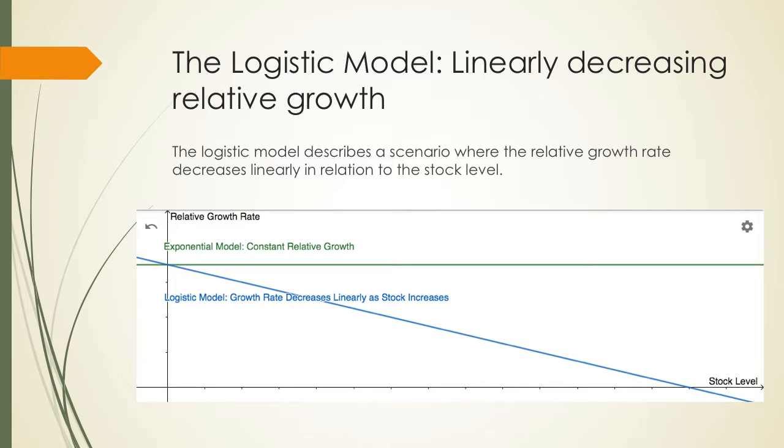Recall that an exponential model represents constant relative growth, say 3% per year. The logistic model, on the other hand, describes situations where the relative growth rate falls linearly as the stock level increases. The graph shown captures this idea. Stock levels are plotted on the horizontal axis, and their relative growth is plotted along the vertical axis. The exponential model is represented by the green horizontal line. Whatever the stock level, the relative growth rate is the same. The logistic model is displayed in blue. As stock levels rise, the relative growth rate decreases. This reflects the idea that as a quantity approaches its limits, it will not grow as fast.